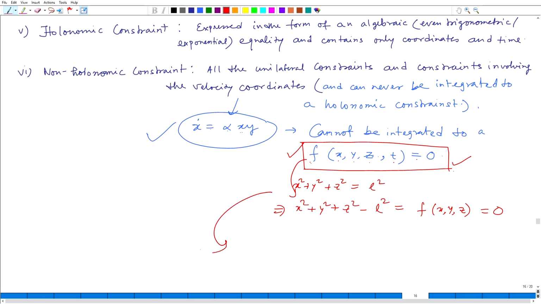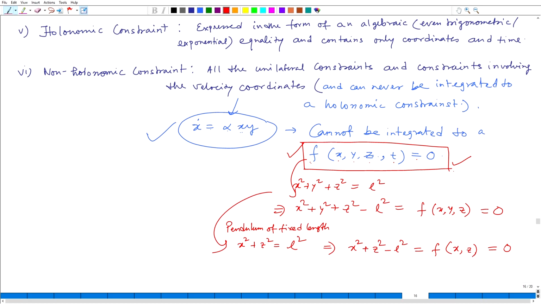Again, I am taking the case of this pendulum of fixed length. So, x square plus z square is equal to l square. You will have x square plus z square minus l square, which is now a function of x and z, and this is 0.